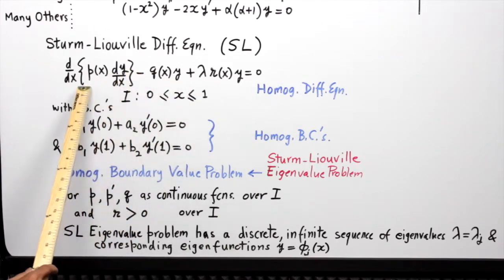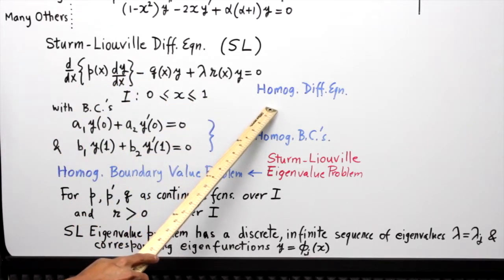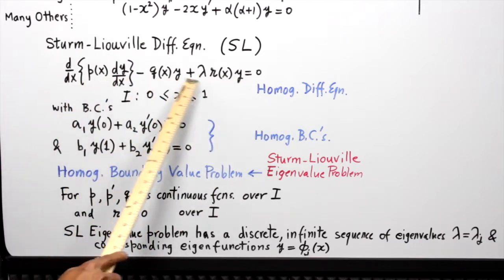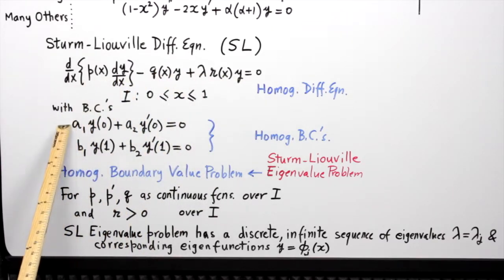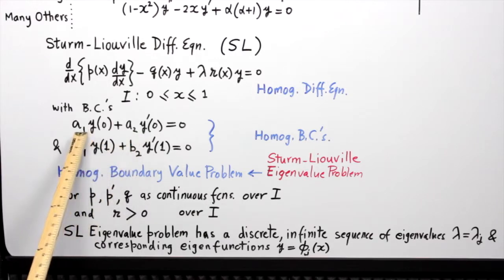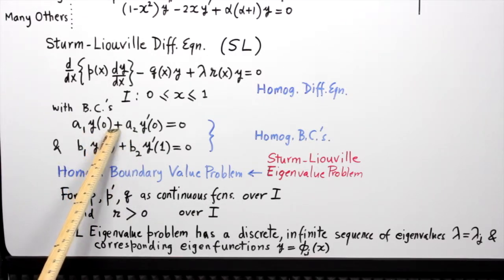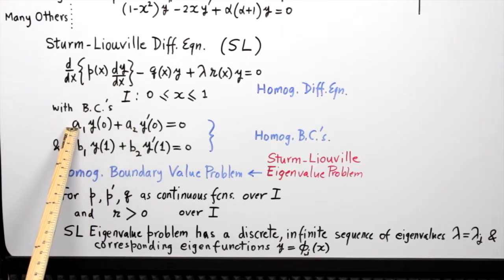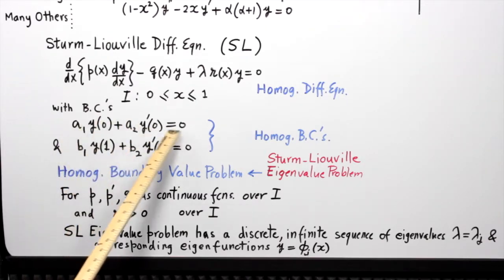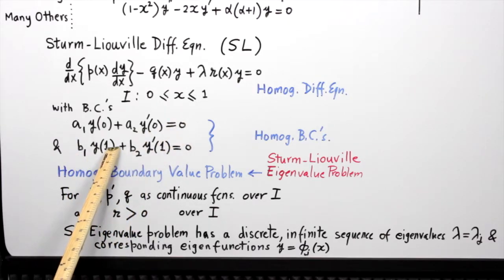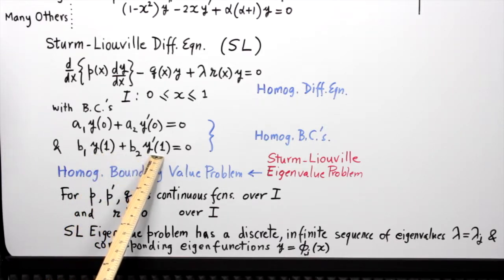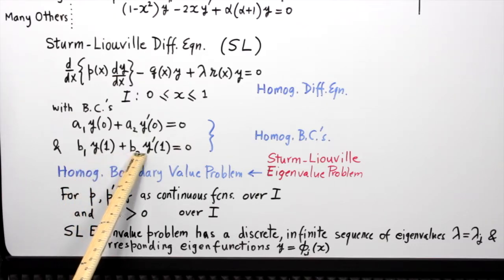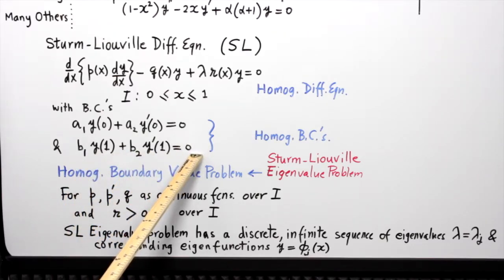So we note that this equation is a homogeneous differential equation. Along with this differential equation, we have boundary conditions, which are stated in this form. The value of the function at 0 and its slope, a linear combination of them with constants a1 and a2, is equal to 0. And likewise, at x equal to 1, the linear combination of the solution and its derivative with constants b1 and b2 is set equal to 0.